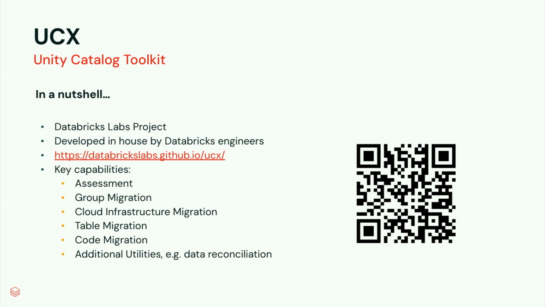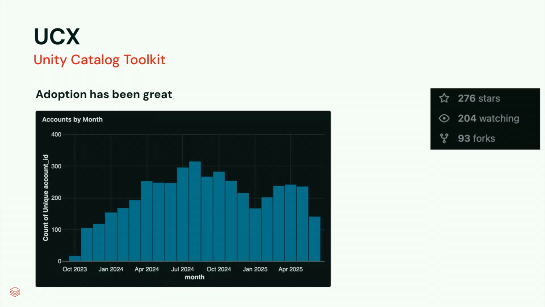Doing what we talk about, right? Group migration, making sure all the foundation objects in Unity Catalog are registered, making sure we can do the table migration and then the code migration, and there are additional utilities as well. And it's been quite a successful project.